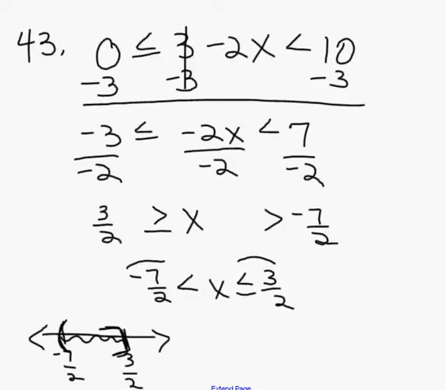And when I go to write my interval notation, it looks basically like what I graphed on the number line. My starting point is negative 7 over 2. My ending point is 3 over 2. Negative 7 over 2 was not included, so I have a parenthesis next to it. 3 over 2 was included, so I have a bracket next to it. And there's my interval notation.